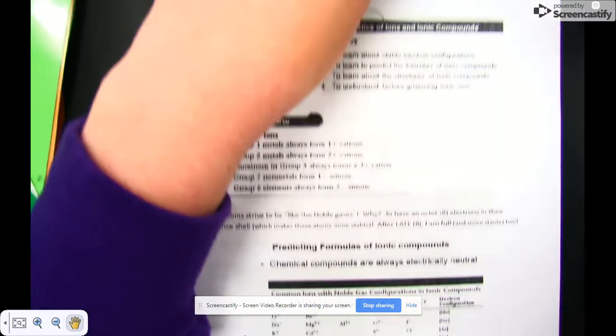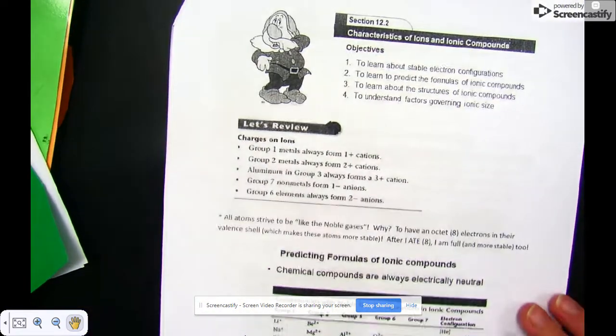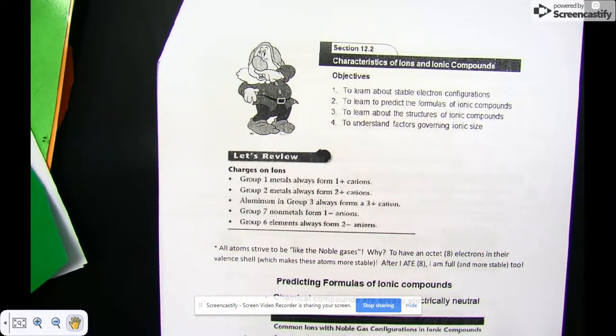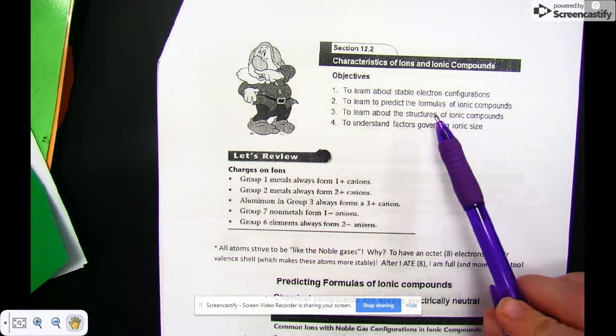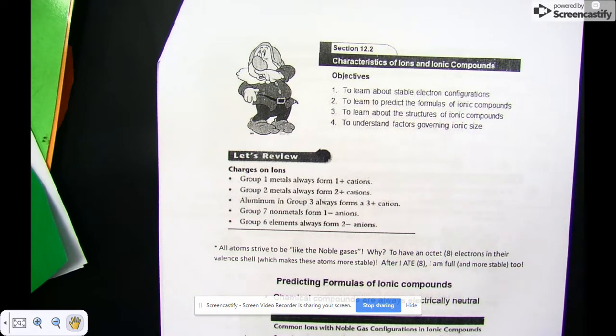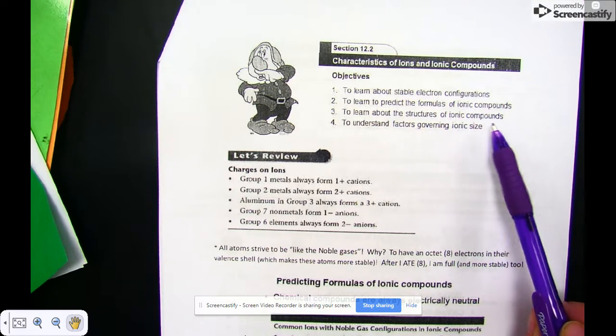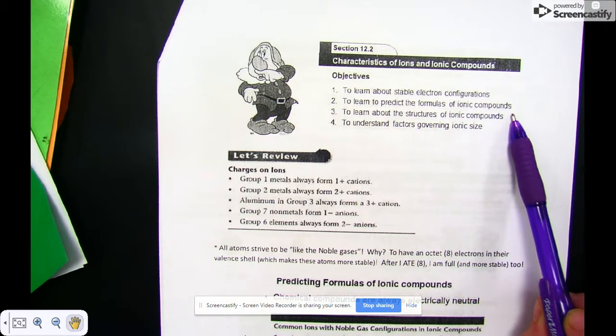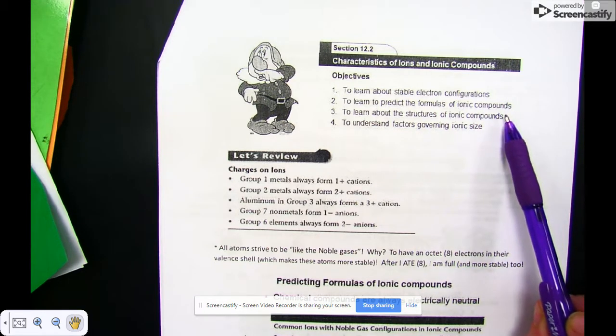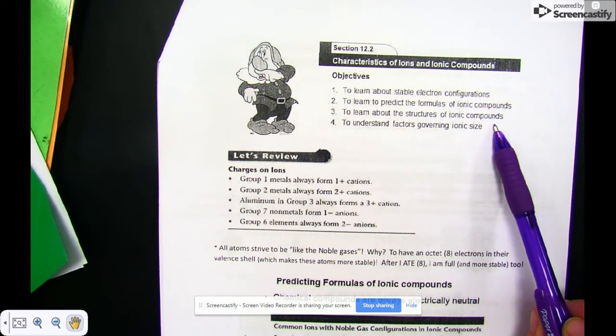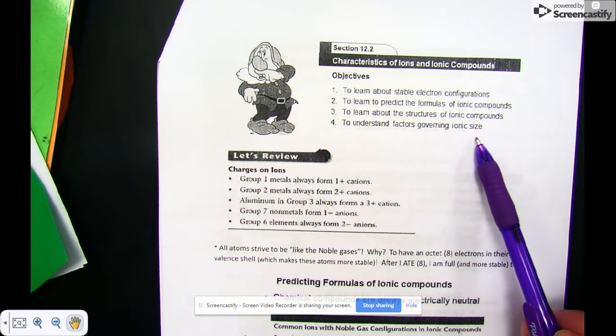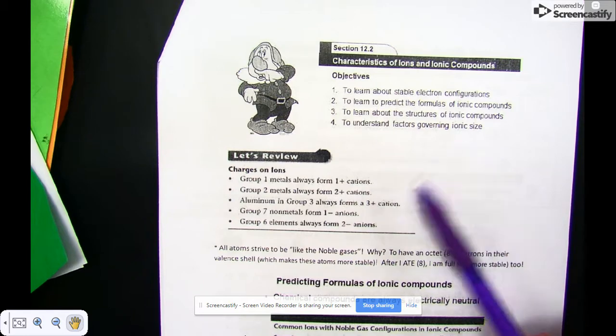The rest of today's notes go into section 2.2, which is dealing with our picture with a Sneezy. So here the objectives are to learn about stable electron configurations, learn to predict the formulas of ionic compounds, which we already basically know how to do, or you should know how to do, learn about the structures of ionic compounds, understand the factors that govern their size, and this is a little bit of review.